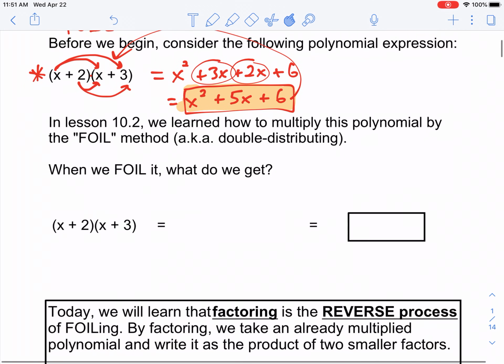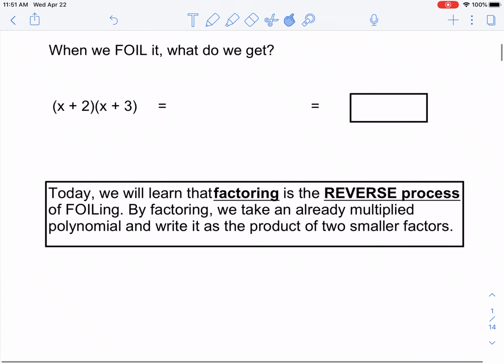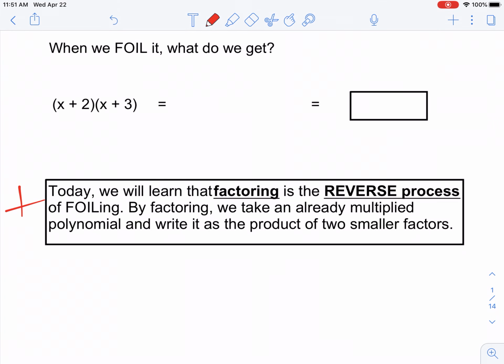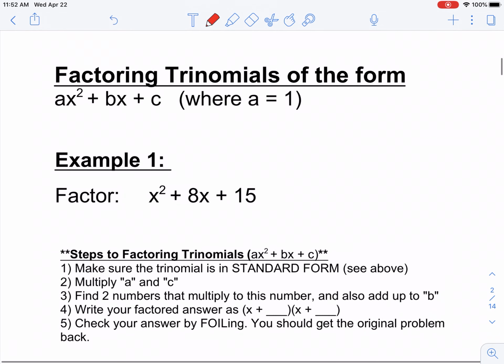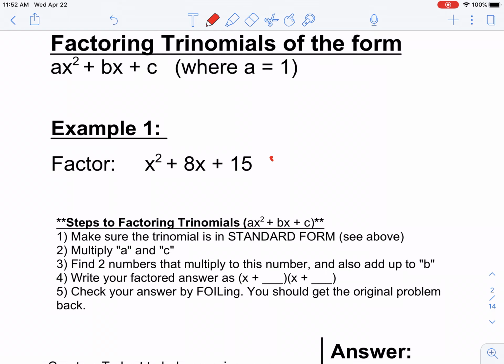Okay? So that's what this box says right here. Today we will learn that factoring is the reverse process of foiling. They're basically just opposites of one another. Factoring and multiplying are opposite processes. So, slide number 2. Here's an example.